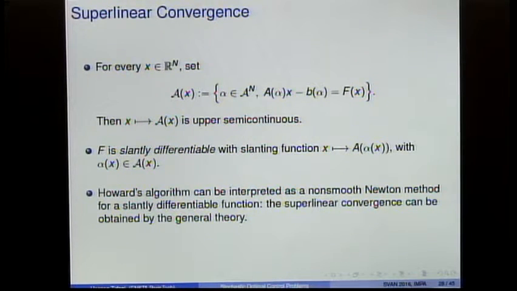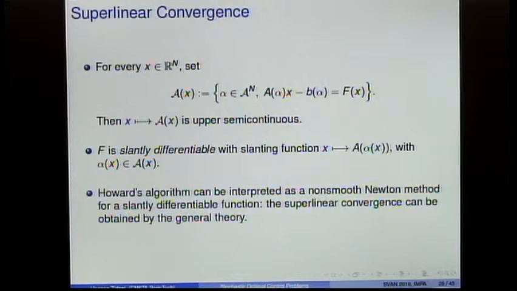Actually, what was done in the original literature, you were asking about what has been done: people would here ask that this set is a single alpha. Everywhere you have just one alpha that's a unique minimizer. And they put some additional assumptions on this minimizer, so that this function becomes smooth enough. Without these additional assumptions, the only thing you have is that it is upper semi-continuous. And you can prove also that this function f is actually slantly differentiable. And this is the slanting function.